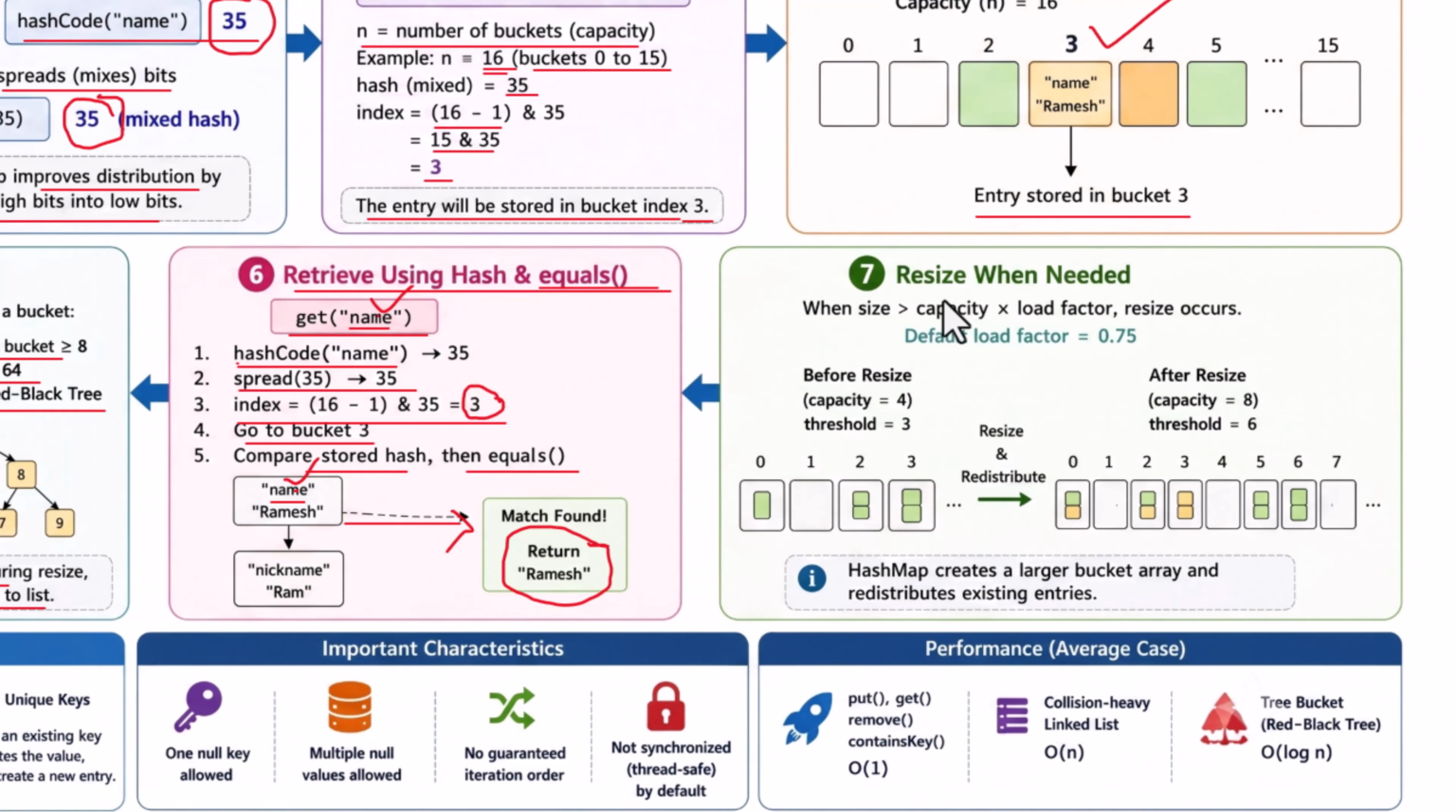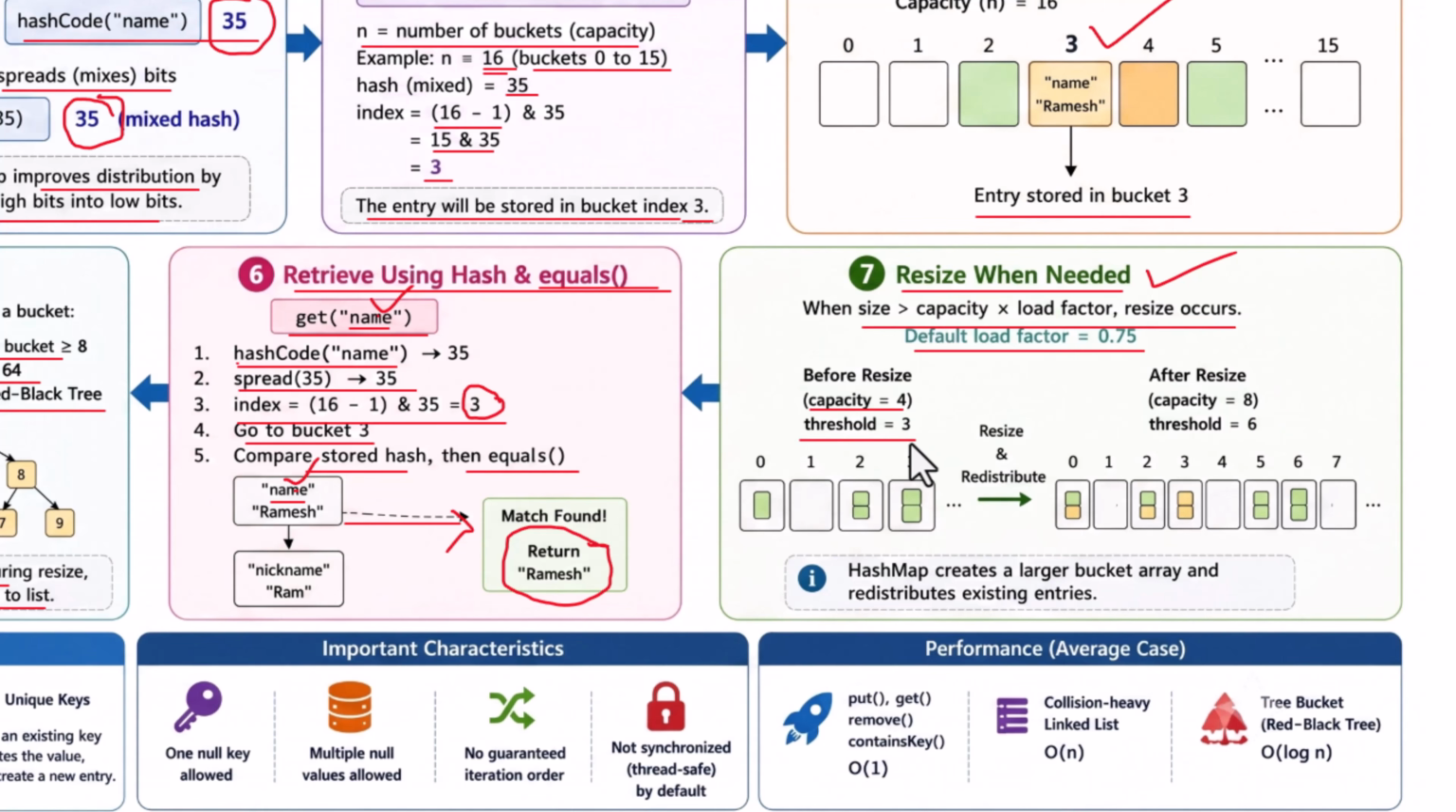The seventh step is resize when needed. As more entries are inserted, the bucket array can become crowded. HashMap uses a load factor to decide when resizing should happen. The default load factor is 0.75. The resize threshold is calculated as capacity multiplied by load factor. For example, if the capacity is 4, the threshold is 3.